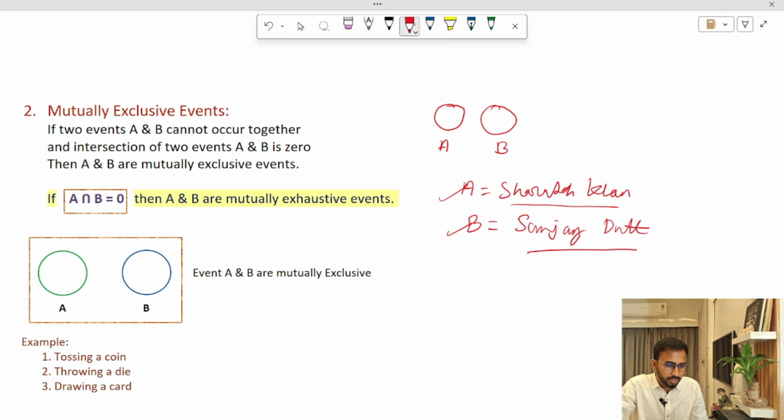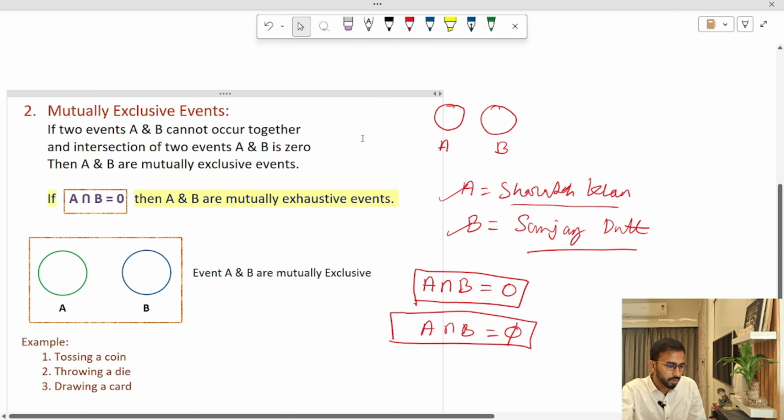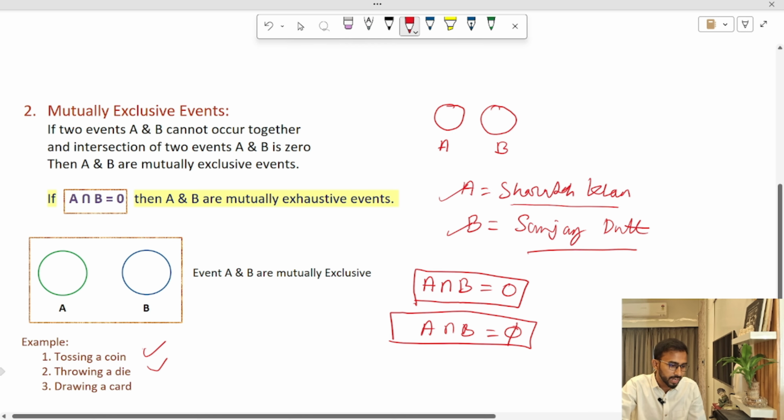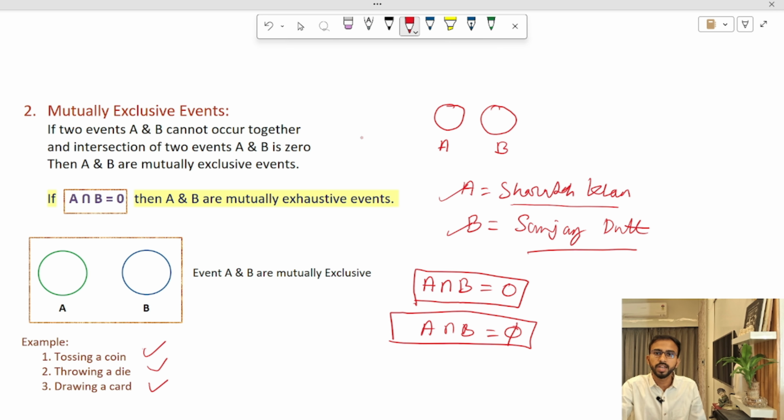So the formula of these mutually exclusive events is A intersection B is equal to 0. So the intersection of these two events has nothing in common. This is also represented by A intersection B is equal to phi. That's it. So examples of mutually exclusive events are also tossing a coin, throwing a die and drawing a card. But we already learned that these three are also examples of mutually exhaustive events.